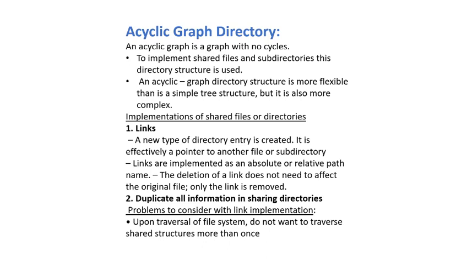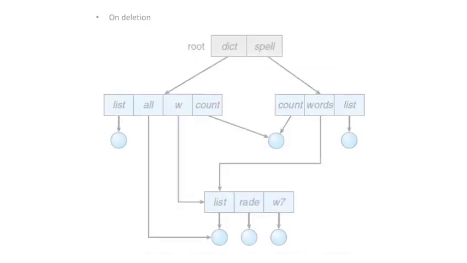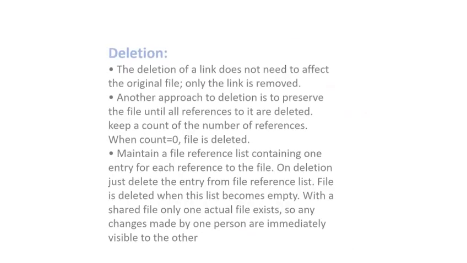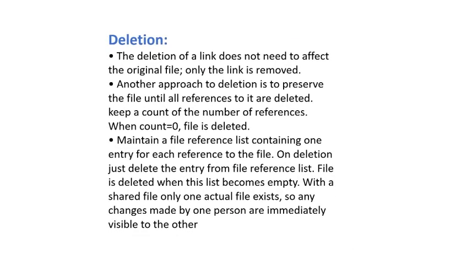Problems to consider with link implementation. Upon traversal of the file system, we do not want to traverse shared structures more than once. This is an example for an acyclic graph directory on deletion. Deletion. The deletion of a link does not need to affect the original file. Only the link is removed.